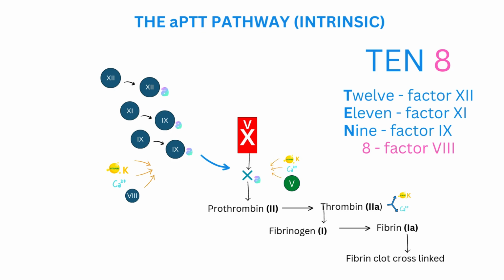The easiest way to remember the intrinsic pathway is by remembering the mnemonic TEN-8, where T stands for factor 12, E for factor 11, N for factor 9, and the numeric 8 for factor 8.